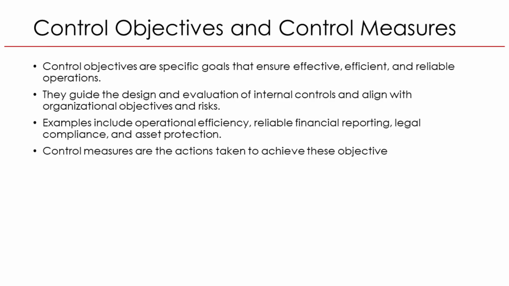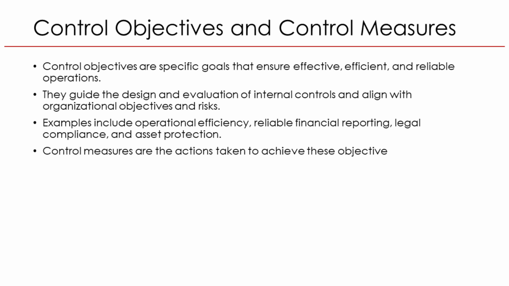Control objectives are the specific goals an organization sets to make sure its operations are effective, efficient, and trustworthy. They act as benchmarks for checking whether internal controls are well-designed and working properly. These objectives come from the company's overall goals and focus on key risk areas. For example, a control objective could be to protect company assets, ensure accurate financial reporting, or comply with laws and regulations.